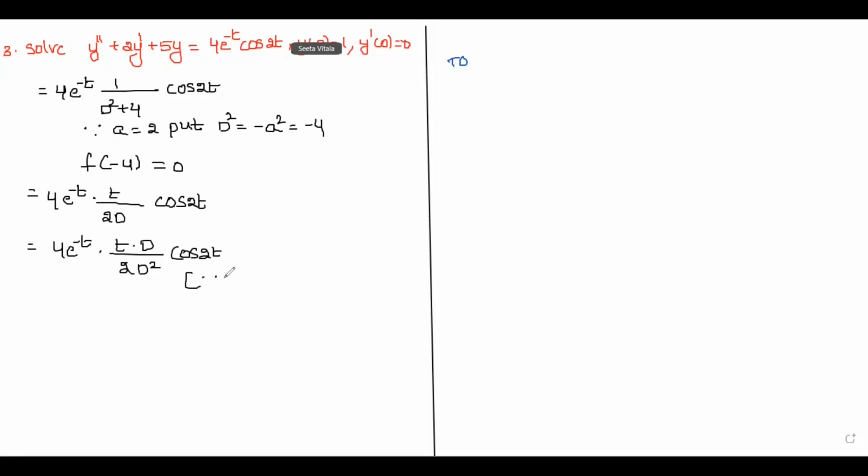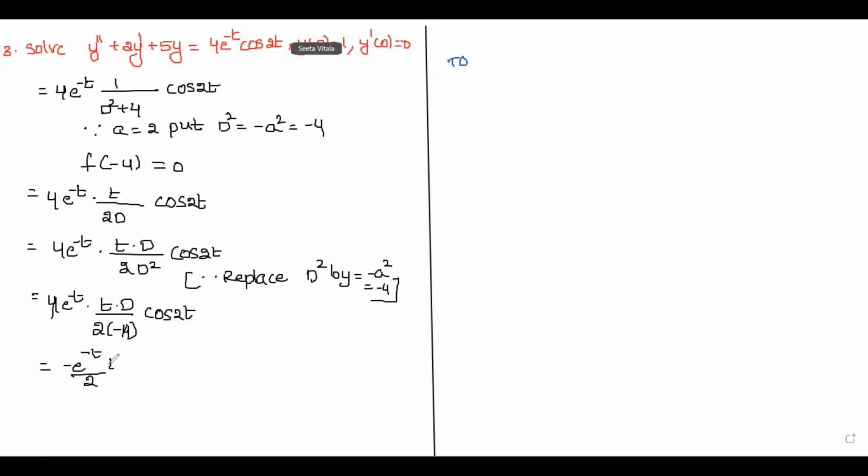Now we replace D square by minus a square, which is equal to minus 4. So this will be equal to 4 into e power minus t into t into D by 2 into minus 4 into cos 2t. Here minus 4 gets cancelled. So it will be equal to minus e power minus t by 2 into t into D cos 2t.